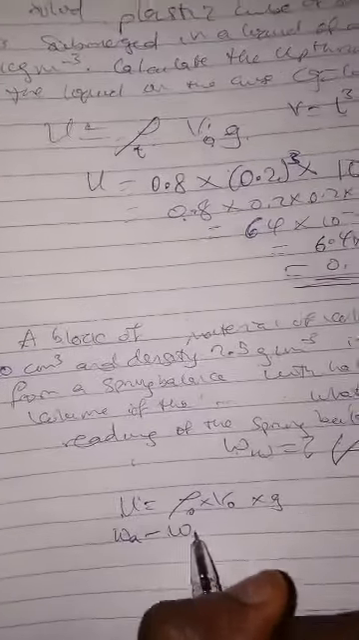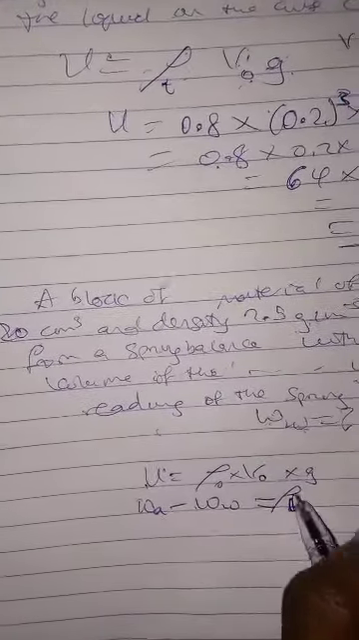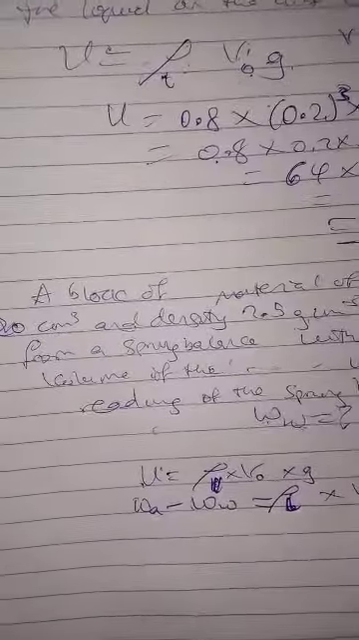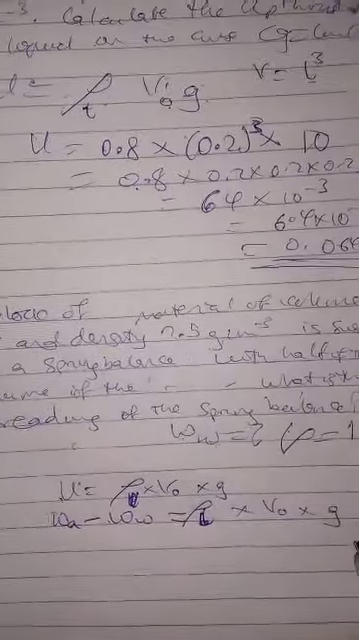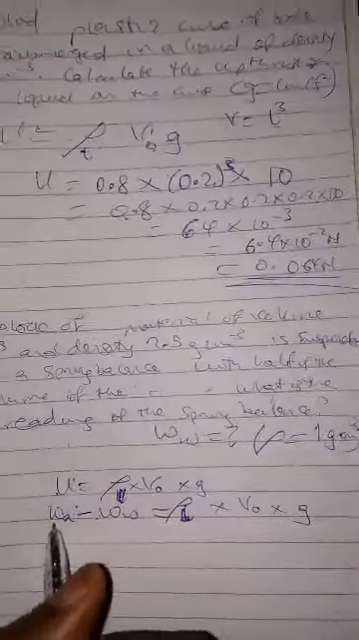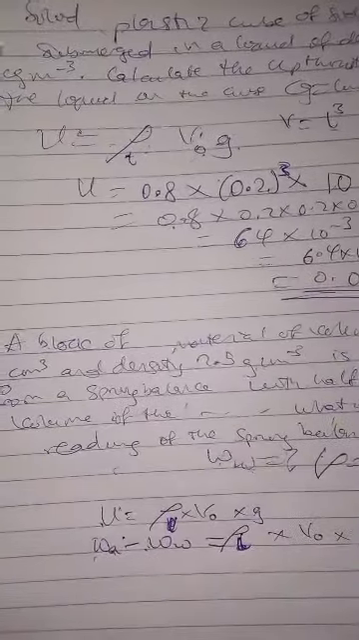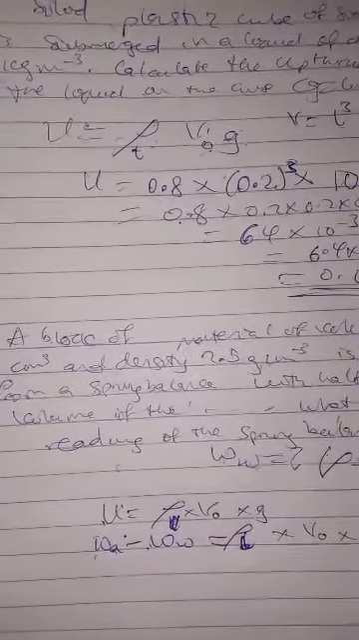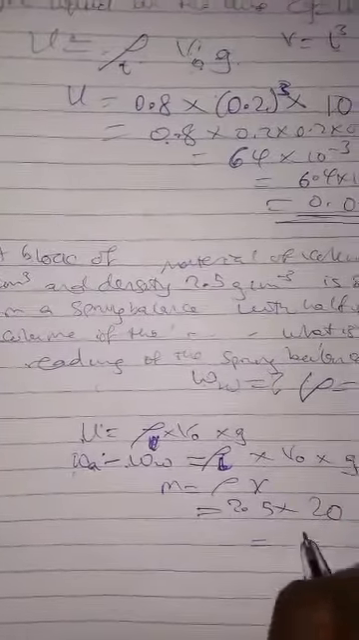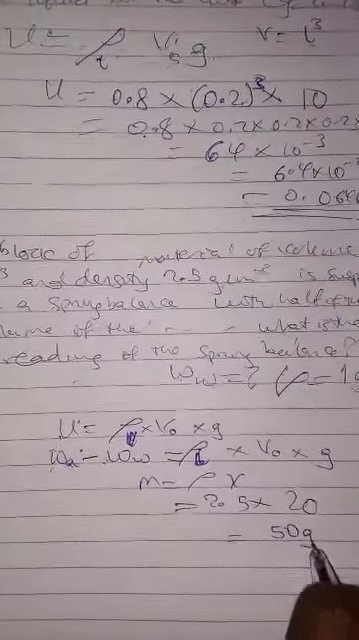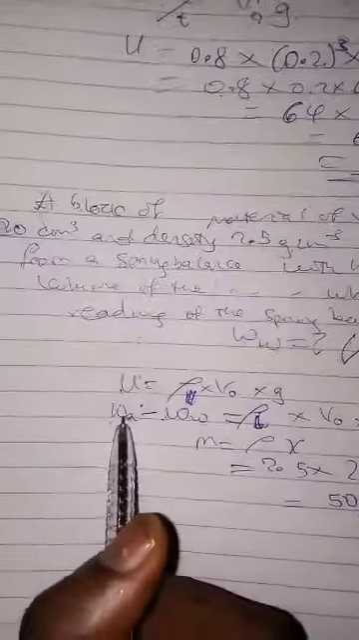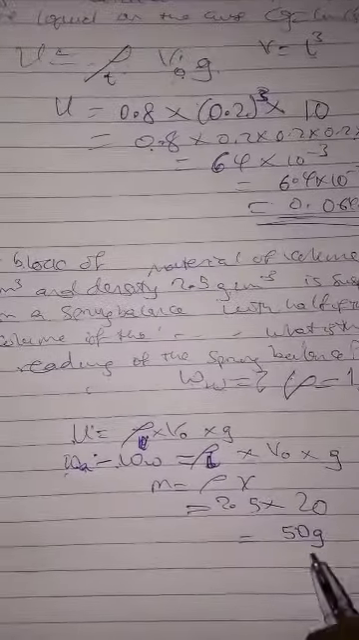Weight in air minus weight in water is equals to density of the liquid times volume of the object times acceleration due to gravity. What's the weight in air? How do you calculate it? You are not given, so calculate it from your mass. Get your mass. Mass is density times volume. What's your density? 2.5 gram per centimeter cube. What's your volume? 20. Multiply it. That's 50 gram. Do you get it now? Now they said you should find your weight. What's your weight? Divide by 1000.